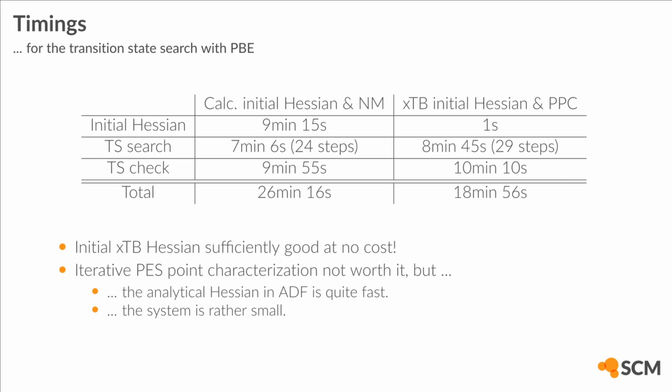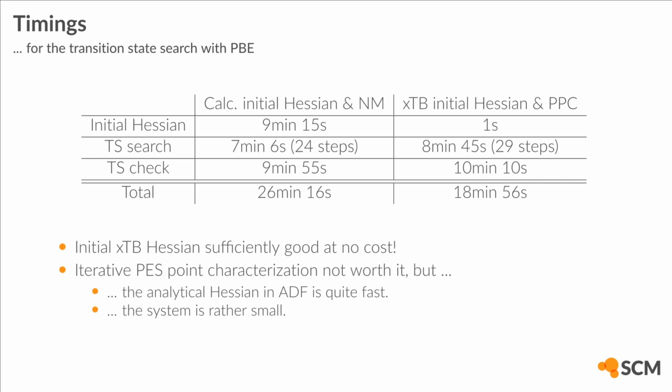In the right column we have calculated the initial Hessian at the DFTB level and performed the iterative PES point characterization in the end. As you can see, the initial Hessian at the DFTB level cost us no time at all. It was of course a bit less accurate than the DFT calculated Hessian on the left, but we did still find the transition state, and the TS search only took 5 steps more, which isn't much of a difference. For this particular job, the iterative PES point characterization was not faster than a full calculation of the entire Hessian. This is because for GGA functionals, ADF can calculate the Hessian analytically, which is quite fast. Furthermore, with just 31 atoms, the system is still rather small.